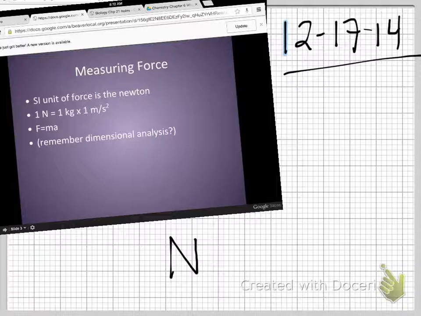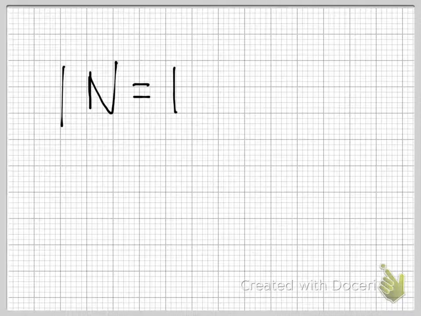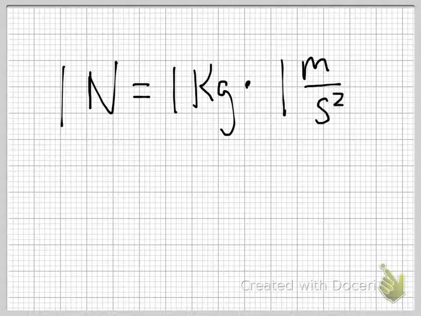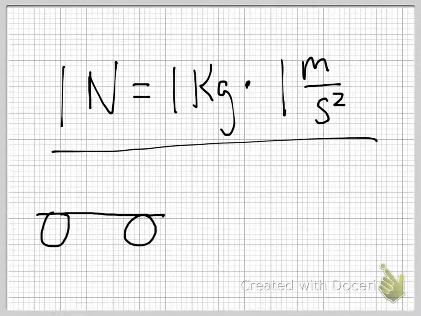So 1 Newton is the amount of force that it takes to get 1 kilogram of mass to accelerate at 1 meter per second squared. So we can do dimensional analysis. Yay! I knew you'd been missing it. Now, let me get you a kilogram mass. We put the 1 kilogram mass on a rolling cart.